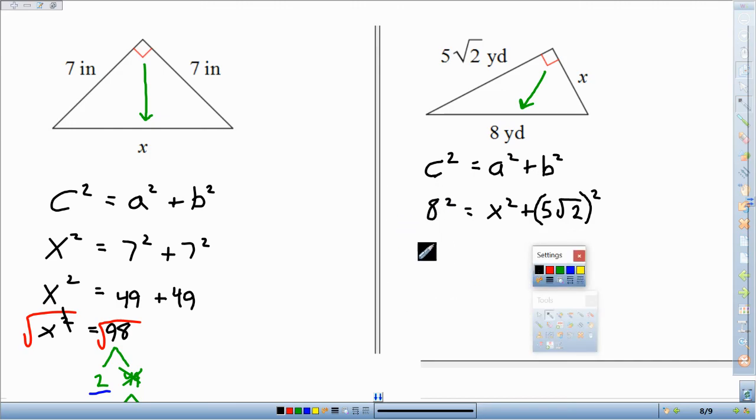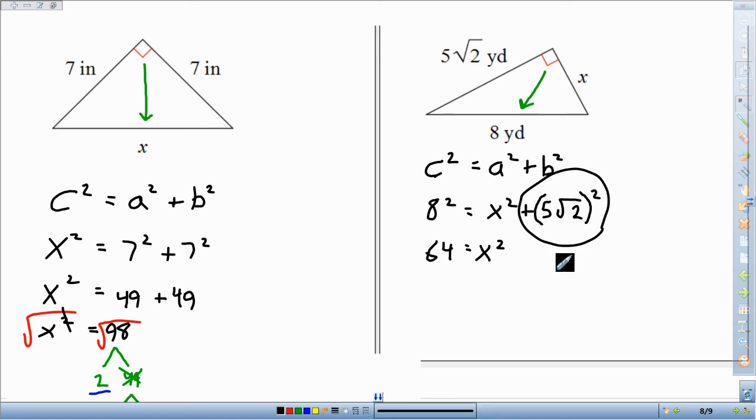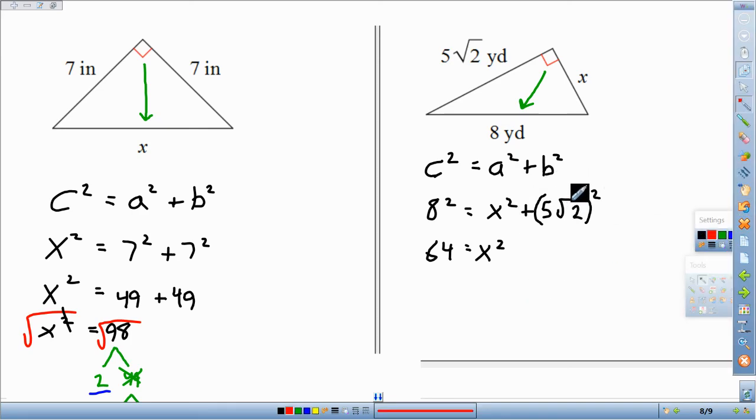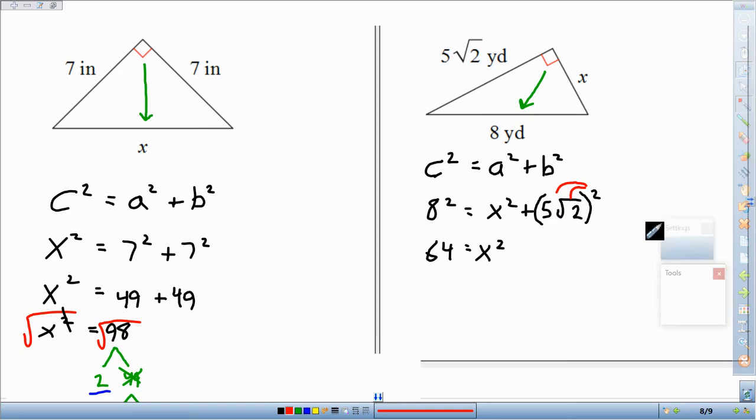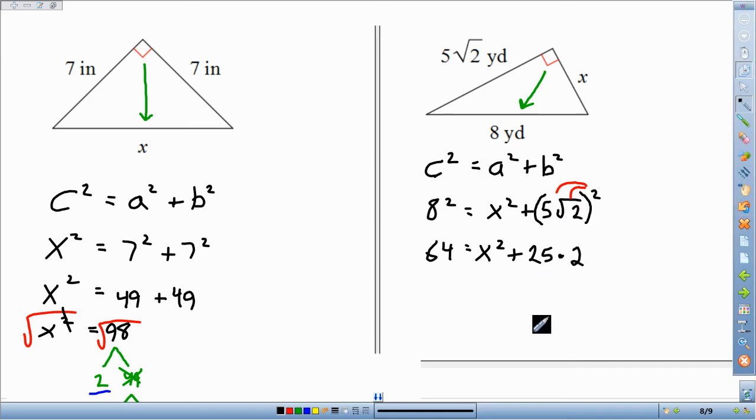8 squared gives us 64. I'm going to bring down the x squared. Here's the tricky part: this power of 2 is being applied to both of these numbers. 5 squared is 25. The square root of 2 squared: remember, the radical and the power of 2, square rooting and squaring, are opposites. They cancel, and I'm just left with what's underneath the radical, so I have a 2 here. These are being multiplied, so let's do that multiplication. 64 equals x squared plus 50.